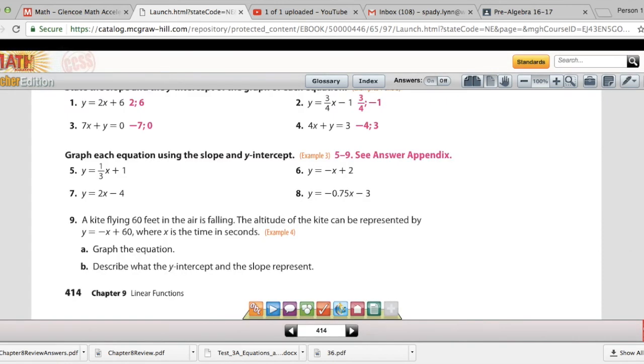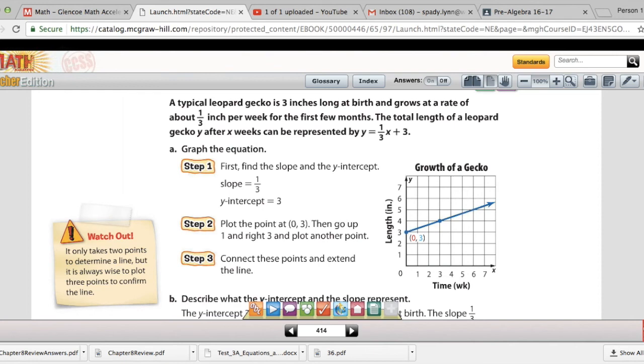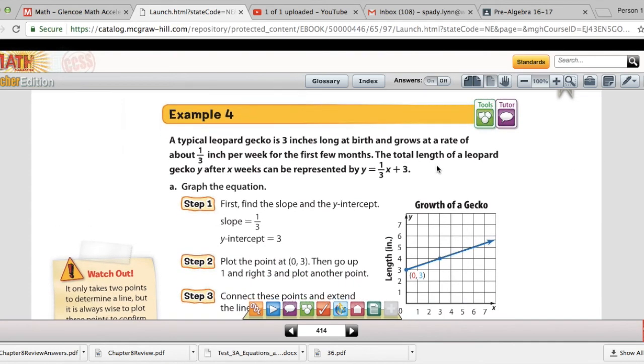For the next one, the example at top of page 414, a typical leopard gecko is 3 inches long at birth. So that's where you see the first point on our graph. At birth, 0 years, it's 3 inches long. And then it increases a 1/3 of an inch per week. So that's where you get that slope, or how much it increases. So we plotted the 0, 3, and then we go up 1 over 3 and put a dot.